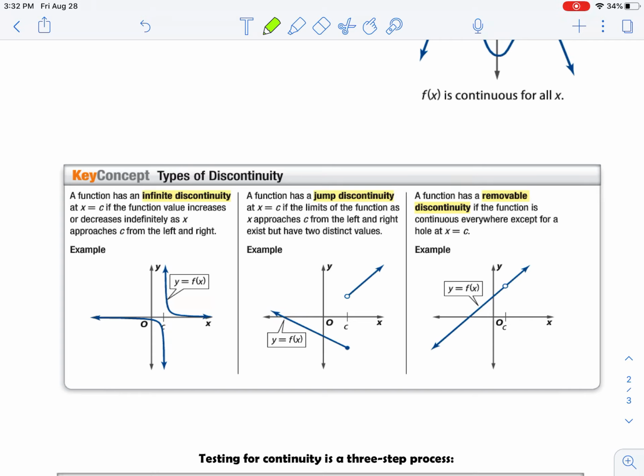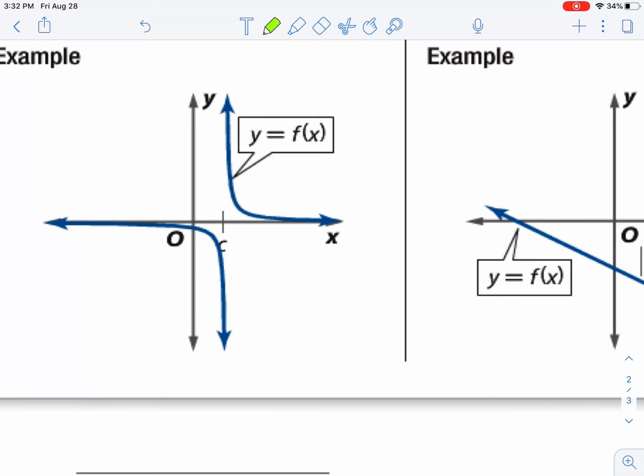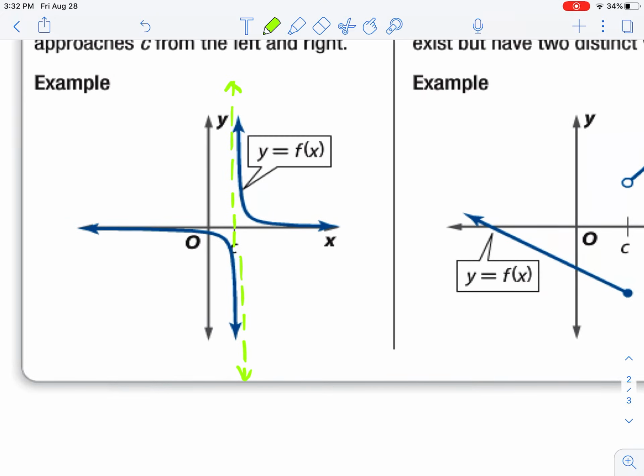So what are the types of discontinuities? There are 3 types of discontinuities that you need to know. The first one is an infinite discontinuity. This graph has an infinite discontinuity. If you look, it's not continuous because I would have to pick up my pencil to draw it. The way that I see this is that right here there's an asymptote. It's just not drawn in my graph, but there's an asymptote right here.